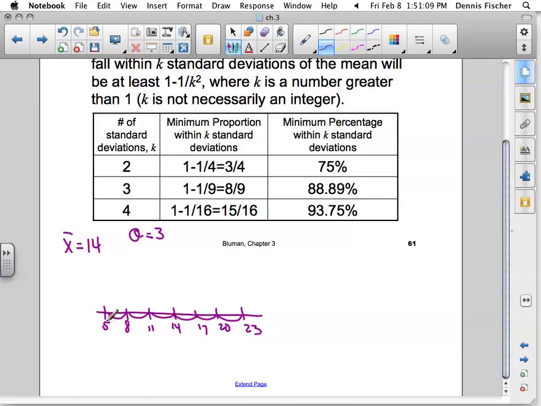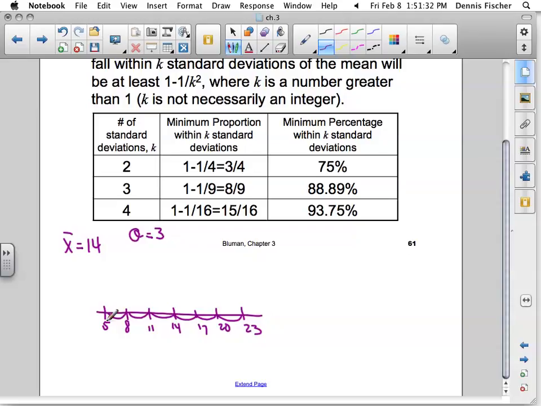Now, like I said, in Chebyshev's theorem, you can go 1.5. 1.5 standard deviations would be 15.5 and 12.5. It would be between those. You can do that on this rule. Now, the difference is, like I said, this deals with non-bell-shaped curves. It deals with any data.